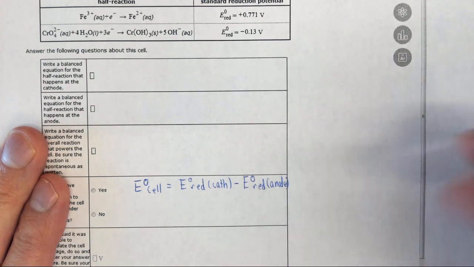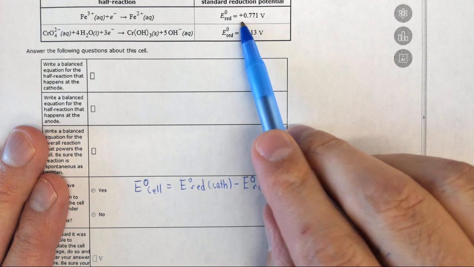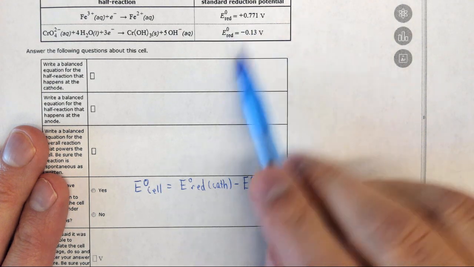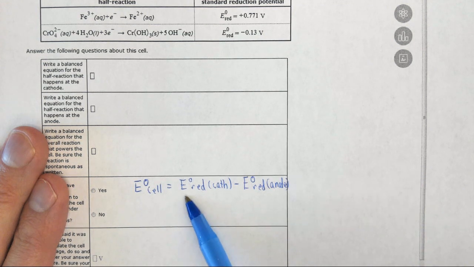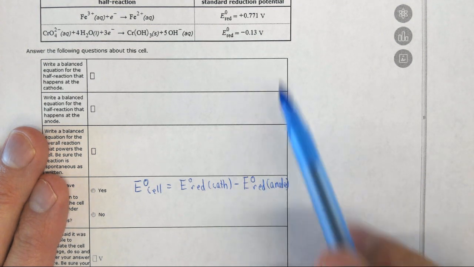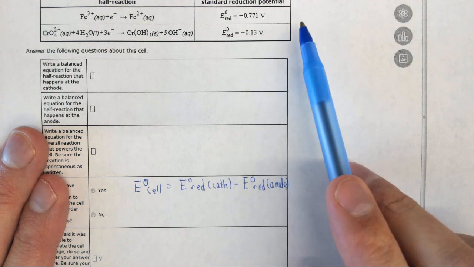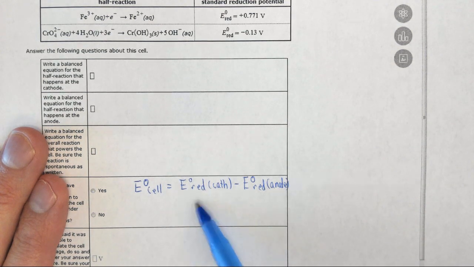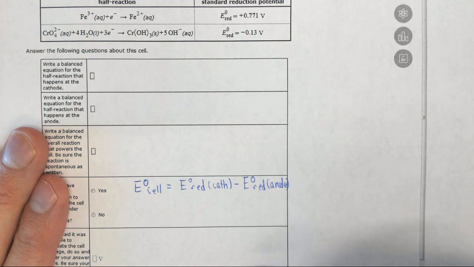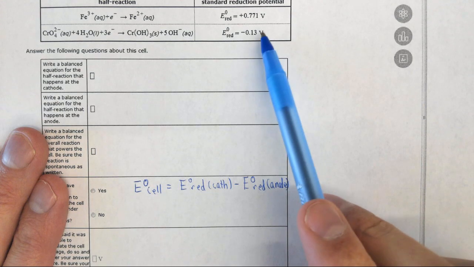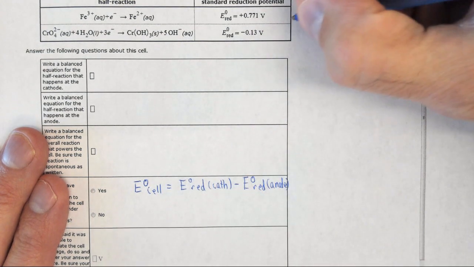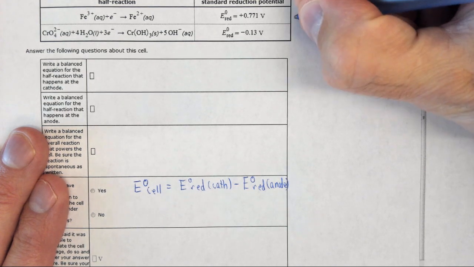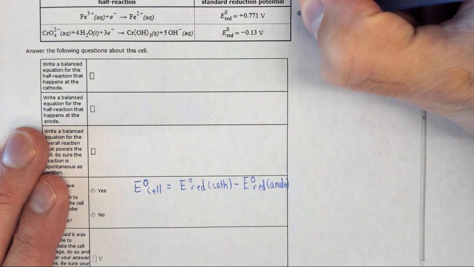So let's look at the two reduction potentials we're given, 0.771 volts and negative 0.13 volts. If we were to put negative 0.13 here and subtract 0.771, we're going to get a negative, because we have a negative minus a positive, which is definitely a negative number. So we can't do that. We need to do it the other way. Said another way, this must be the cathode.